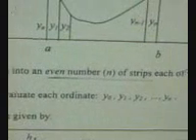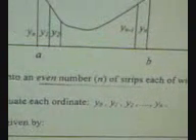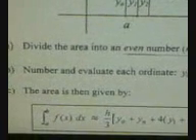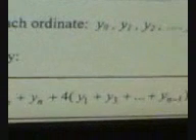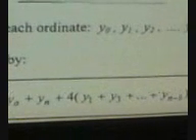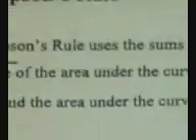Evaluate each coordinate from y0 all the way to yn. The area is then given by this formula: h over 3 times (y0 plus yn plus 4 times (y1 plus y3 plus all the way to yn minus 1) plus 2 times (y2 plus y4 plus up to yn minus 2)). It's quite similar to the trapezoidal rule, but you can see it's h over 3, and some parts of the formula are quite different. So let me show an example of Simpson's rule.